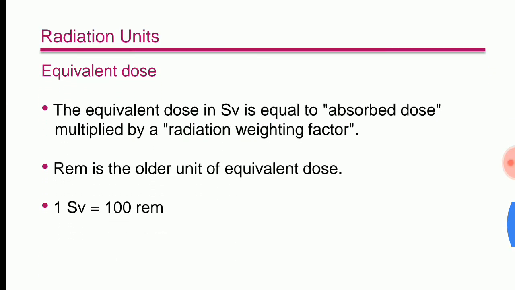Equivalent dose. The equivalent dose is equal to the absorbed dose multiplied by the radiation weighting factor. REM is the older unit of equivalent dose. One sievert, Sv, is equal to 100 rem.